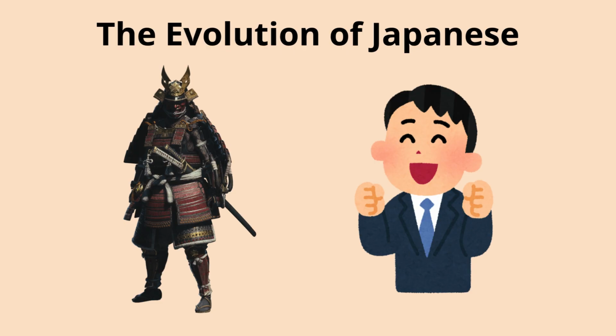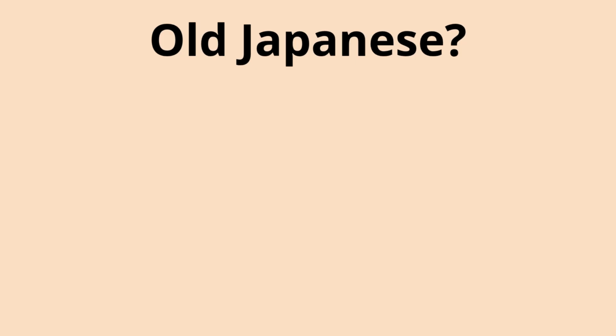Hi everyone! In this video, we'll see the evolution of the Japanese language by examining the significant differences between Old Japanese and Modern Japanese. We'll cover writing systems, phonology, grammar, vocabulary, and stylistic variations. But first, what do I mean when I say Old Japanese?